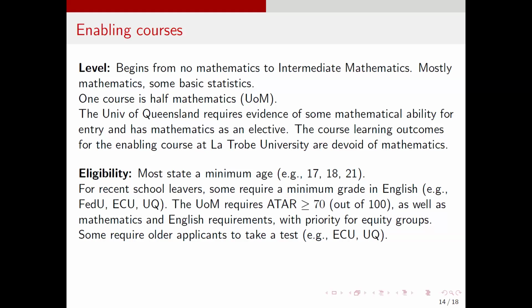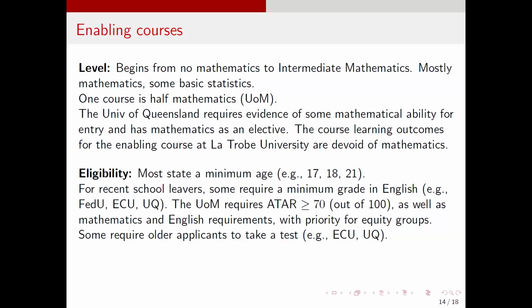The University of Queensland requires evidence of some mathematical ability for entry. This is the University of Queensland here. And within the course, you can do more mathematics. It's there as an elective. At the other end is La Trobe University, where the course learning outcomes have nothing that smells of mathematics at all. So the level, huge variety.